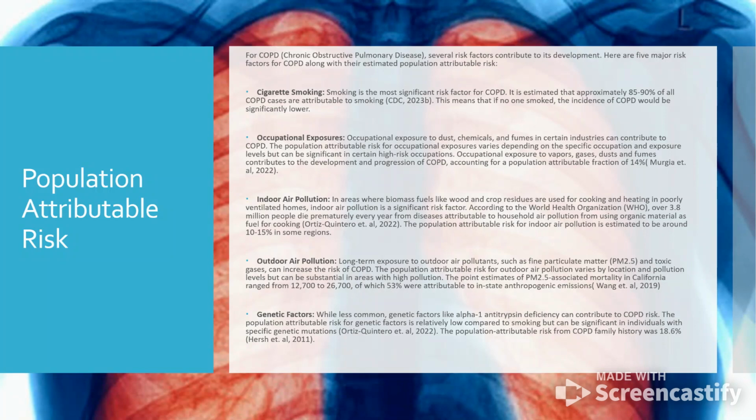Genetic factors. While less common, genetic factors like alpha-1 antitrypsin deficiency can contribute to COPD risk. The population attributable risk for genetic factors is relatively low compared to smoking, but can be significant in individuals with specific genetic mutations.